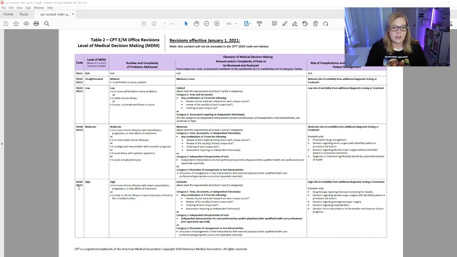We need a medically appropriate history and examination. So what does that mean, medically appropriate? For example, if a patient's coming in and they have knee pain, I would expect to see that the provider examined their knee. So I would want to see a musculoskeletal examination and a review of their knee. Like, are you having knee pain? I would think that would be medically appropriate for a patient coming in with a complaint of knee pain.